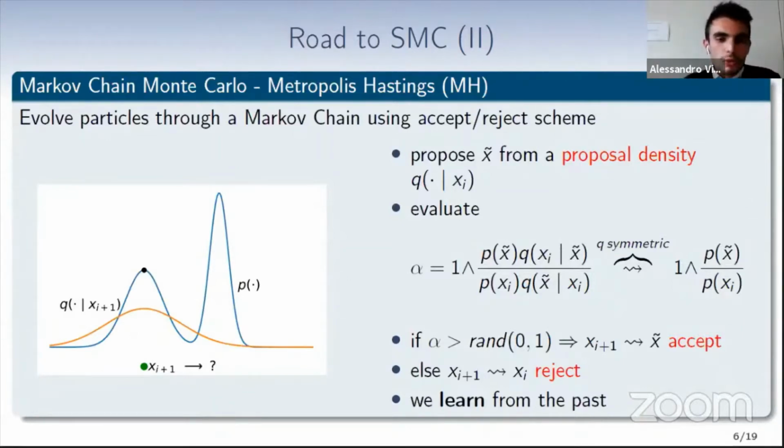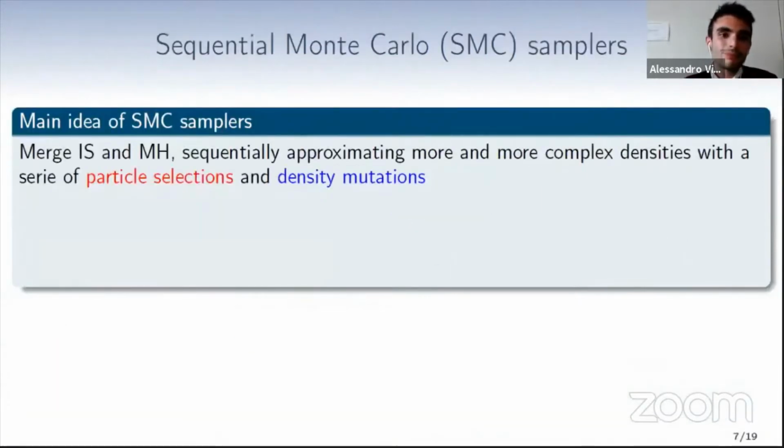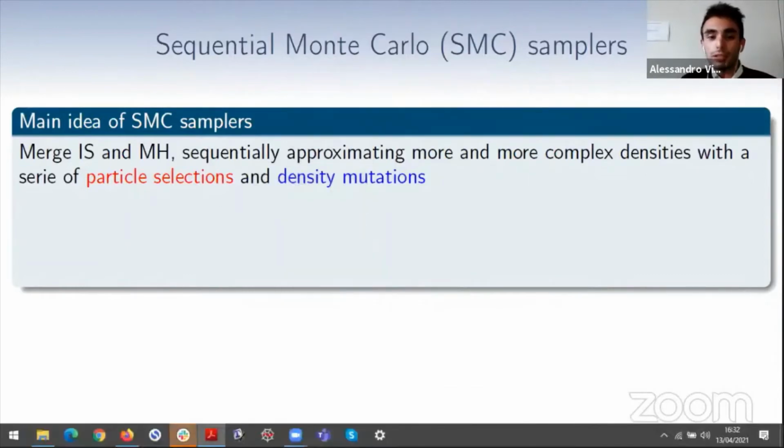Okay, once we have introduced very quickly these two algorithms that are importance sampling and Metropolis Hastings, we can talk about the sequential Monte Carlo samplers. Here, the idea is to merge what we saw with importance sampling and Metropolis Hastings, applying sequentially these two algorithms to a sequence of distributions that can be imagined as a path between an easy distribution and a target distribution. So we would like to approximate a difficult distribution.